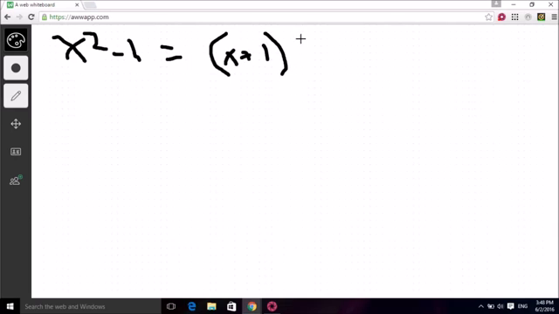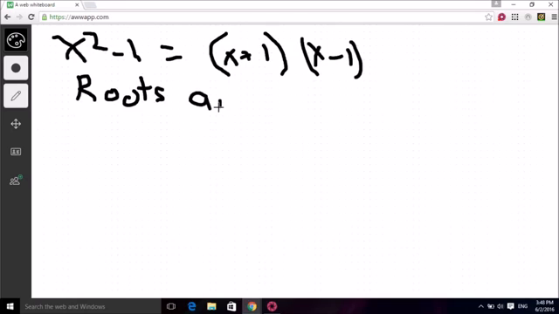So let me choose a very easy equation that we would all know the roots to, like x squared minus 1. Of course, we know we can factor this into x plus 1 times x minus 1, and we know the roots are -1 and 1. Okay, now let's try to find the roots using synthetic division.